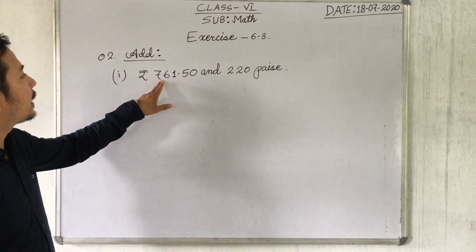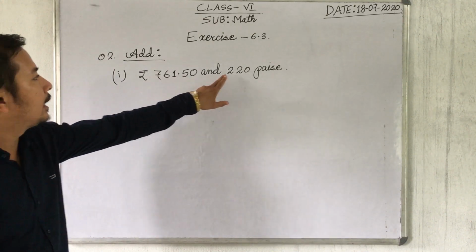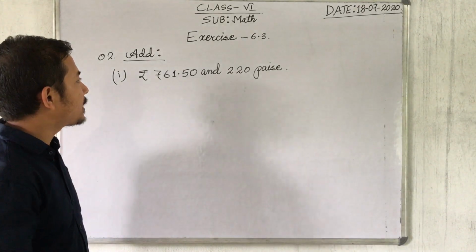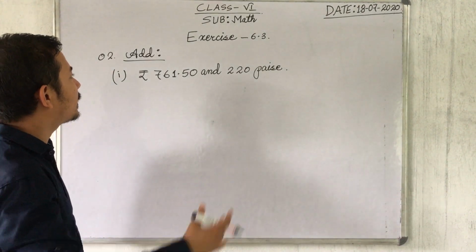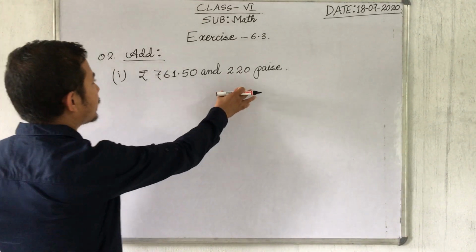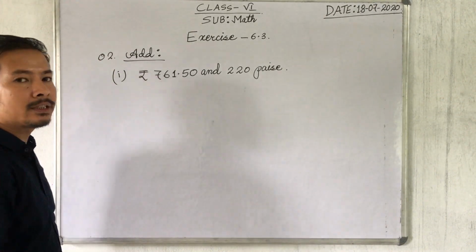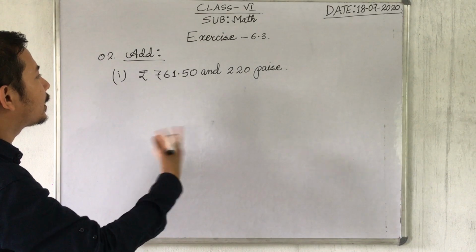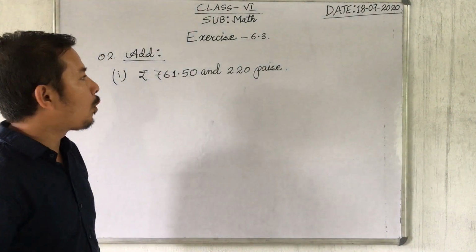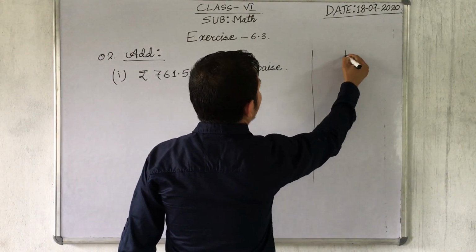There are rupees 761 and 50 paise, and here in this case there is only 220 paise given. As you know, paise is smaller than rupees, isn't it? So first of all we have to convert this paise into rupees, and then we can add with 761 rupees 50 paise. So how will we convert 220 paise into rupees? As you know, there are 100 paise in 1 rupee, isn't it?